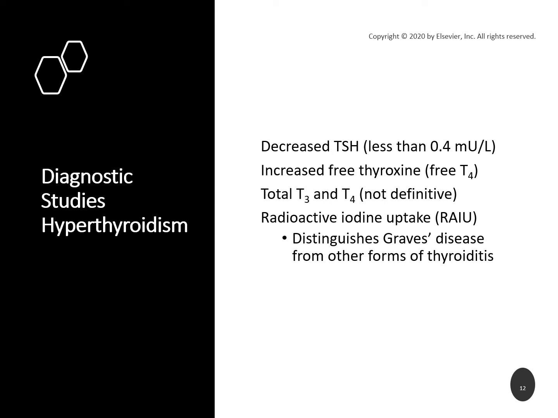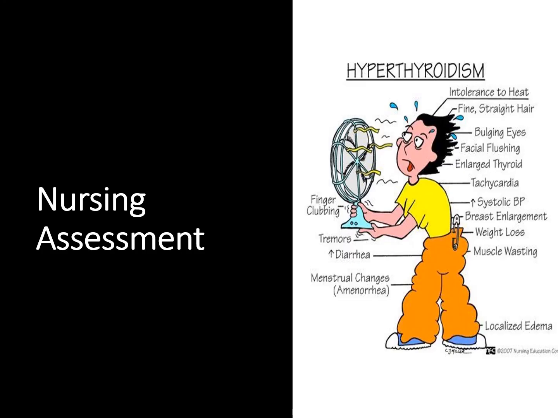Diagnostic studies for hyperthyroidism show decreased TSH levels and increased free T4 levels, total T3 and T4, but that's not definitive. They will do a radioactive iodine uptake to distinguish if it's Graves' disease or other forms of thyroiditis.